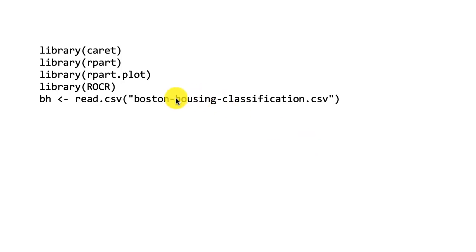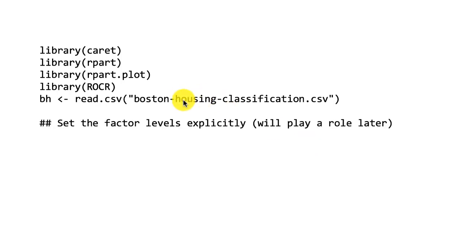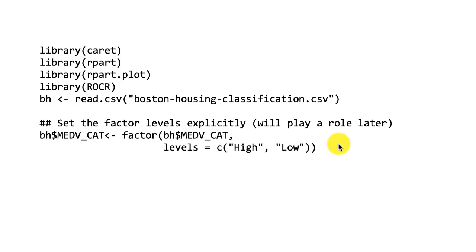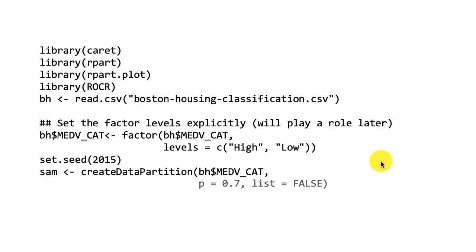Okay, so once again, we are doing the same old thing, reading the data, same data set, Boston housing classification, and we are setting the factor levels. Once again, ignore it for now, it's not important. And then we say set.seed 2015 for replicability, and then we create the two partitions. Nothing different here, it's just like before.